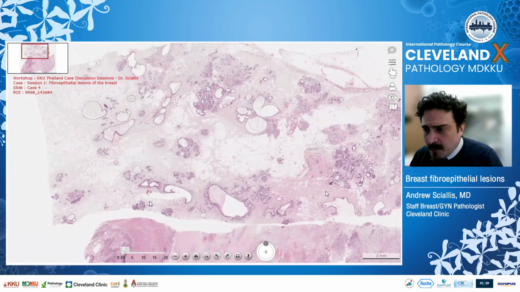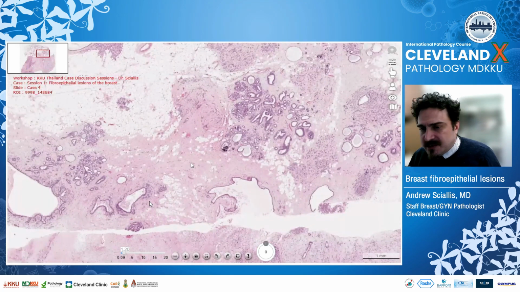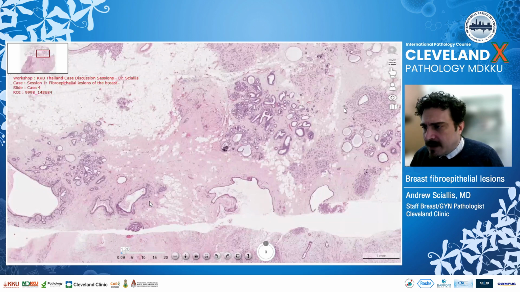So we won't pay as much attention to this benign breast tissue. But the only advantage is that it serves as a nice compare and contrast as to what kind of stromal cellularity the patient has in the background breast tissue, and it's not that much.